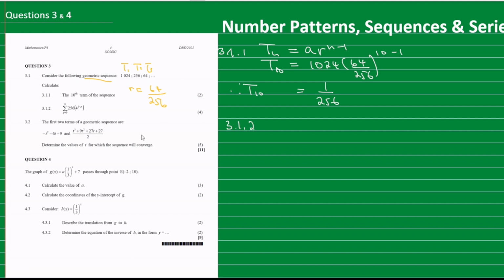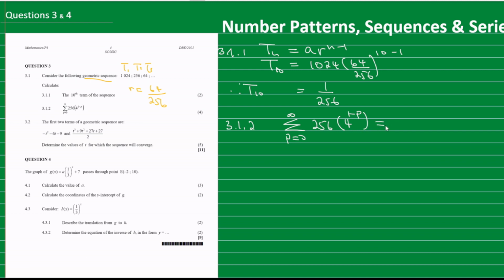3.1.2. The question is to calculate the sum of the terms in 256 times 4 to the power that. The sum of all the terms from P equals 0 up to 8 in the formula 256 by 4 to the power 1 minus P.